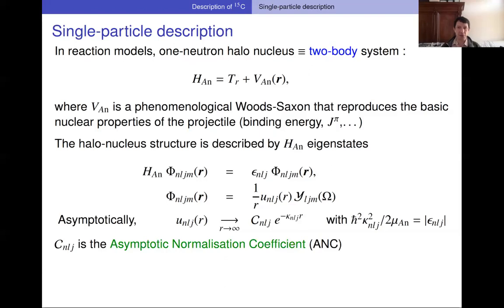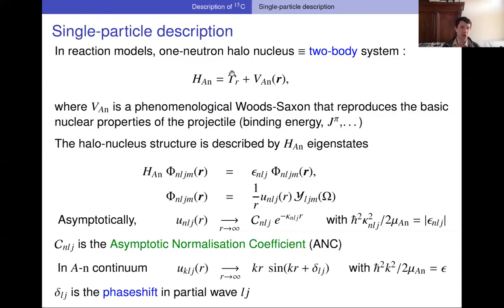Now, that Hamiltonian also describes the low-energy continuum. In the continuum, you have a continuum wave which is phase-shifted compared to the plane wave. That phase shift depends on the interaction that you put here, and it's also described by that potential.